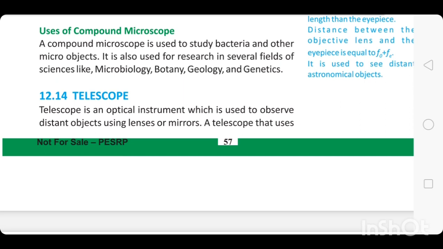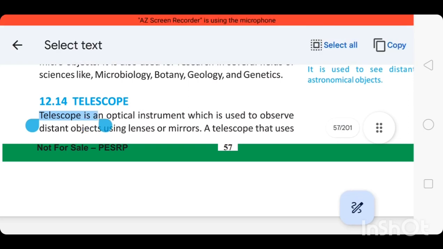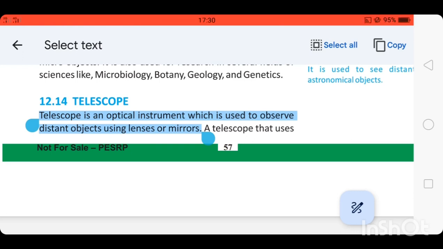First of all, we shall define the telescope. At page number 57 of your textbook, the topic 12.14 telescope. Here is the definition. Telescope is an optical instrument which is used to observe distant objects using lenses or mirrors. The highlighted sentence is the definition of the telescope.